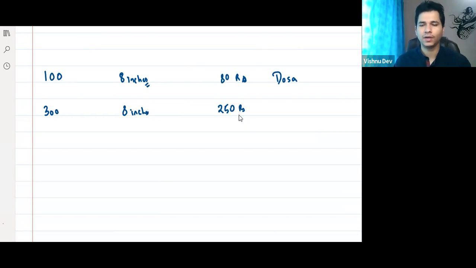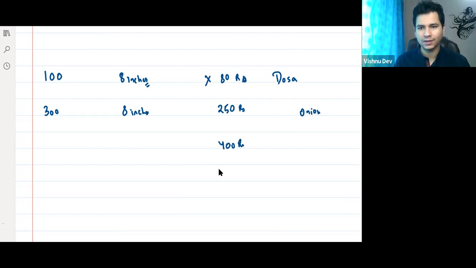Suppose the price of onion skyrockets, like 200 rupees per kg, and the prices of flour, pulses, everything skyrocket. Think about it. You're not getting this dosa anymore because it is not feasible. And you know that if the price keeps on rising, then this price could go up to 400 rupees.